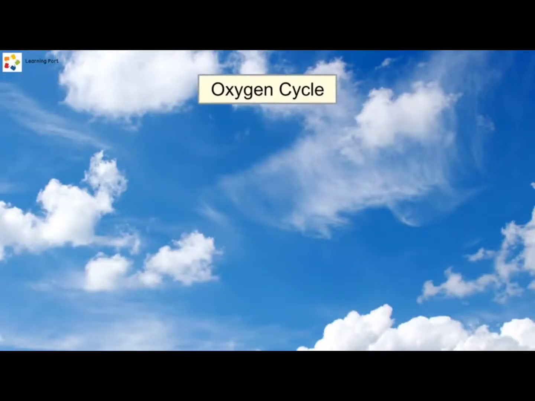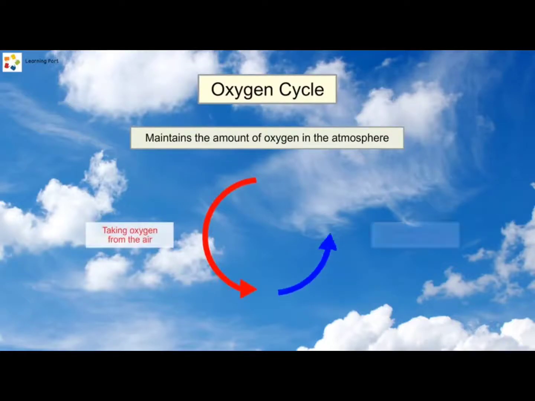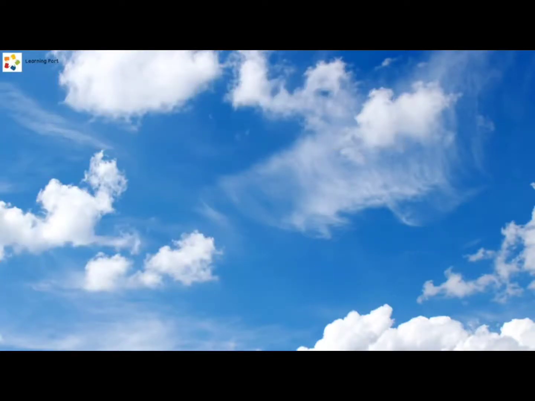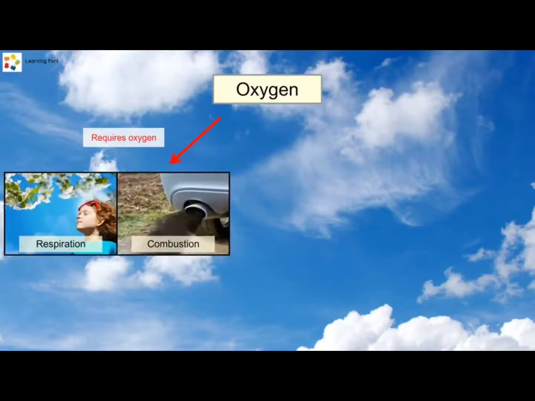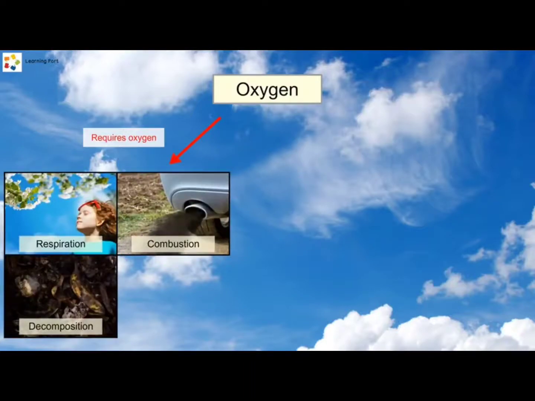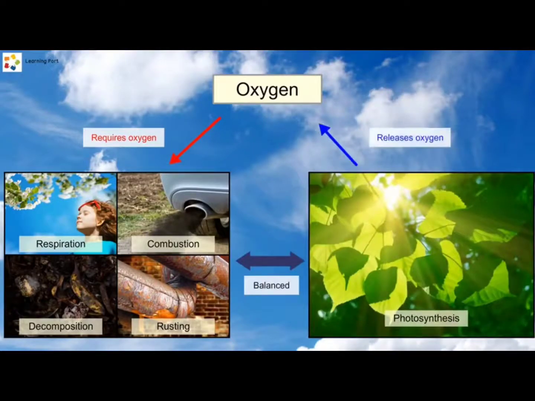The oxygen cycle, on the other hand, maintains the amount of oxygen in the atmosphere also by continuously taking oxygen from the air and releasing it back into the air. Like the carbon cycle, the processes that require oxygen, such as respiration, combustion, decomposition, and rusting, are balanced by photosynthesis, which releases oxygen back into the air.